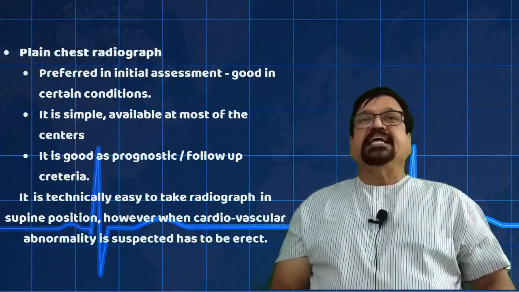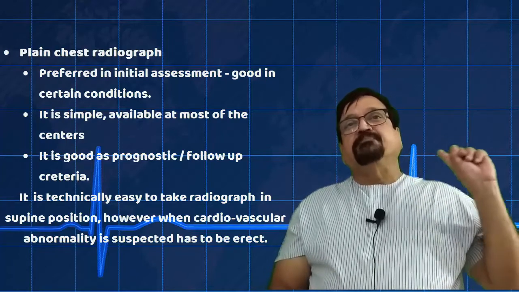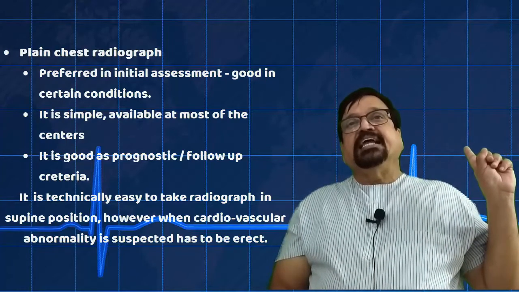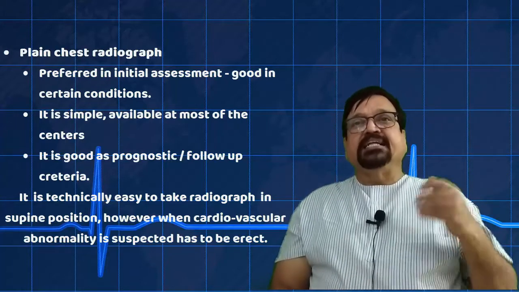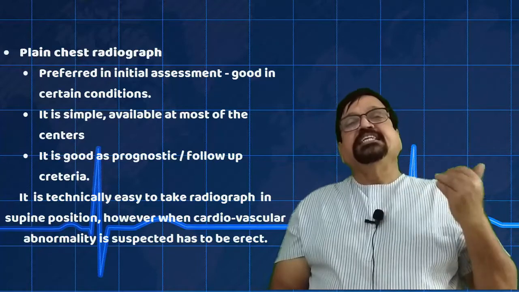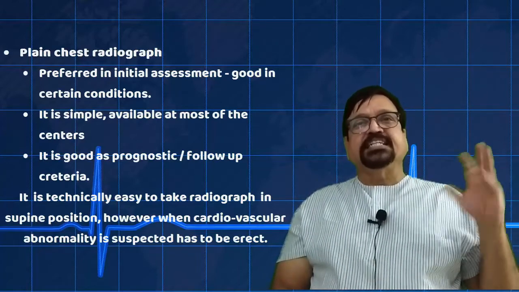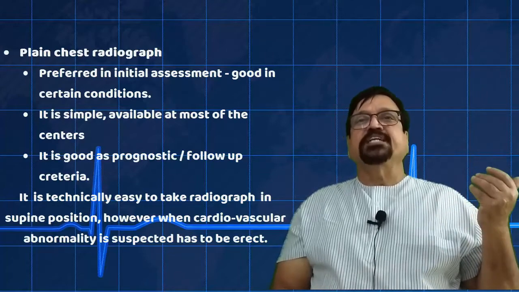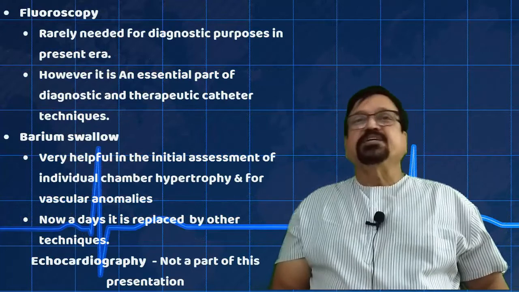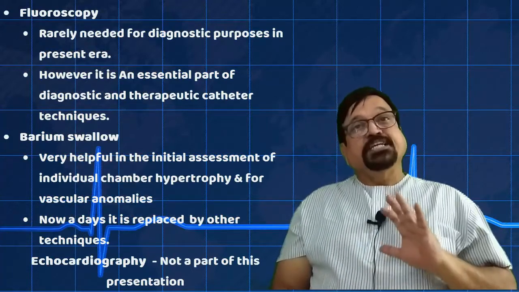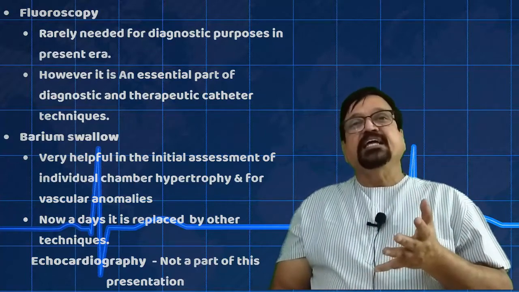Now why is a plain X-ray done? Why is the plain X-ray preferred? It is preferred in initial assessment because it is available everywhere, it is simple, and it is very easy to take, though slightly difficult technically for the X-ray technician to take and for the radiologist to report. Fluoroscopy and barium swallows are not done nowadays. Once there is some suspicion of abnormalities on chest X-ray, the patient goes directly for the echo.